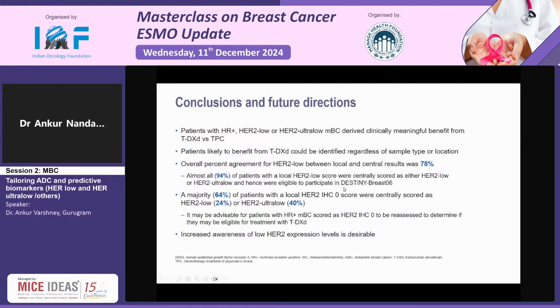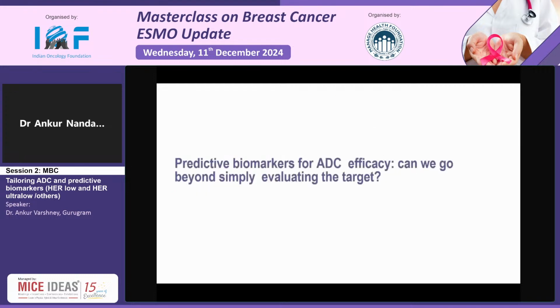And these patients will derive benefit from the use of T-DXd, while 64% of the patients who had a local HER2 0 score were centrally scored as HER2-low or ultra-low. So it is specifically advisable for patients who have been scored as HER2 IHC 0 to be reassessed, to see whether they can derive a benefit from the use of this drug.